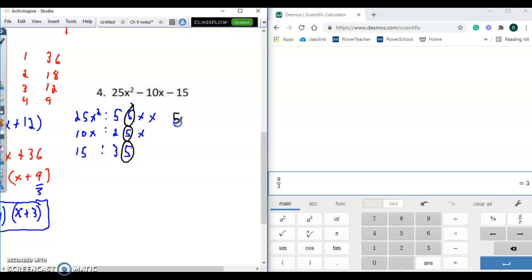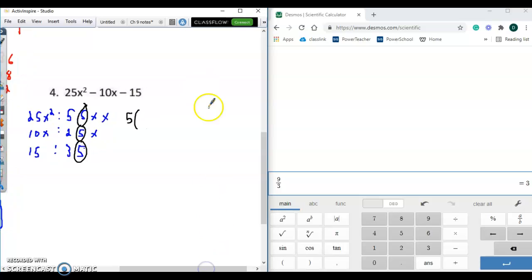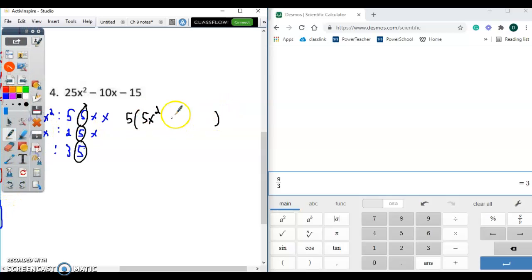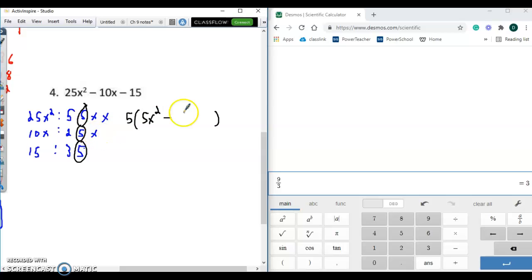So the 5 comes out. And then inside the parentheses, we put what's left over. So 5x and x will be 5x squared minus 2x minus 3. And that's what's left over. All right, now I'm back to factoring this inside part. Slide and divide method. 5 times 3 gives me 15. So x squared minus 2x minus 15.